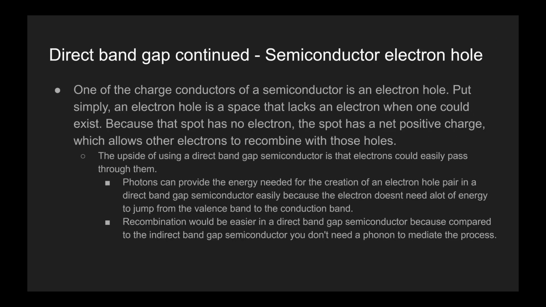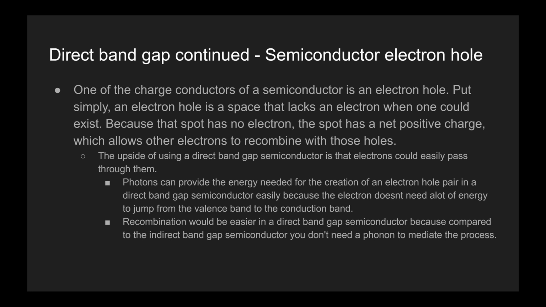One of the charge carriers of a semiconductor is an electron hole. Put simply, an electron hole is a space that lacks an electron when one could exist. Because that spot has no electron, the spot has a net positive charge which allows other electrons to recombine with those holes. The upside of using a direct bandgap semiconductor is that electrons could easily pass through them. Photons could provide the energy needed for the creation of an electron hole pair in a direct bandgap semiconductor easily, because the electron doesn't need a lot of energy in order to jump from the valence to the conduction band.